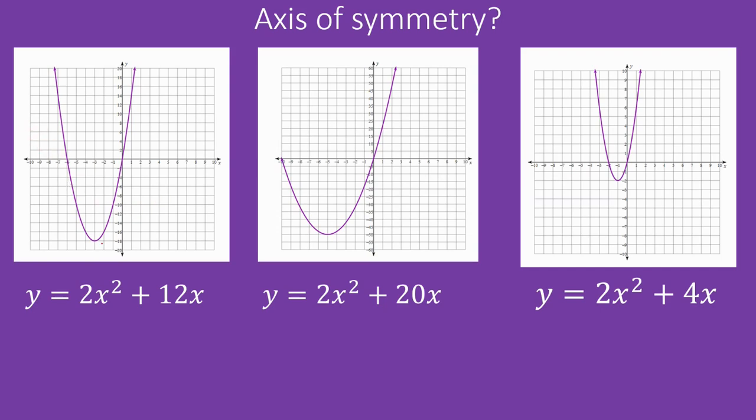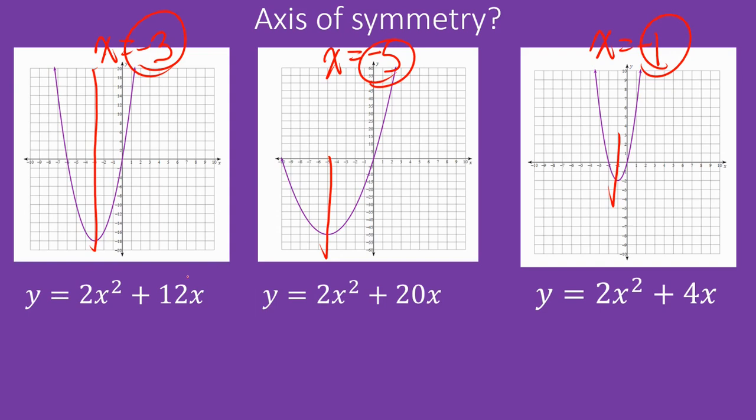So these ones have already been graphed for us, and I see on this one the axis of symmetry is right here. So this one is x equals -3. This one's right here. This one looks like x equals -5. And this one's right here. This looks like x equals -1. So it turns out that there is a pattern. This one's -3, -5, -1.